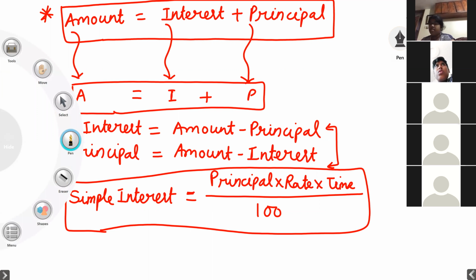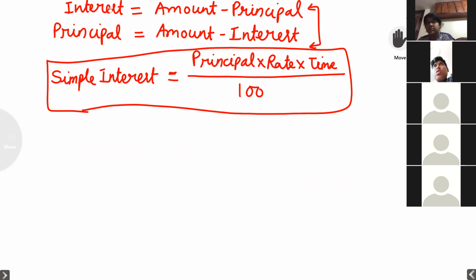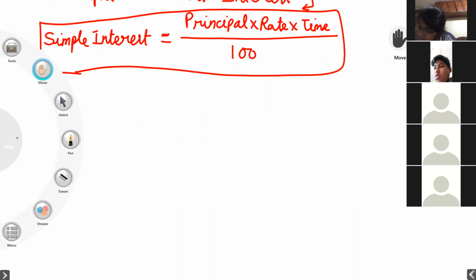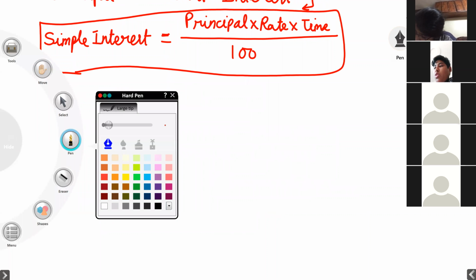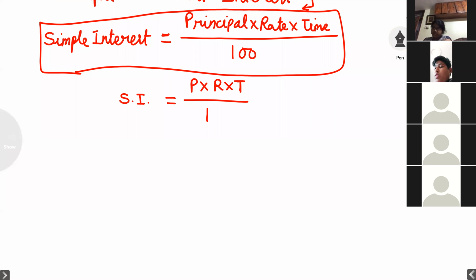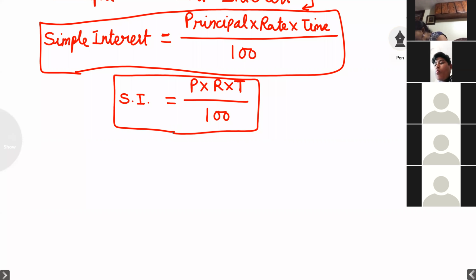We can use abbreviation here. SI is equal to P into R into T divided by 100. SI means simple interest, not sub-inspector. Some students write small letters. Don't write small letters, write capital letters. SI is equal to principal into rate into time by 100. This is the main formula.